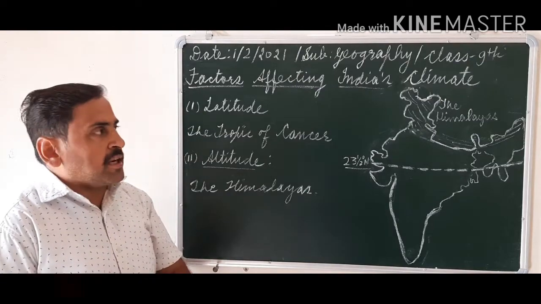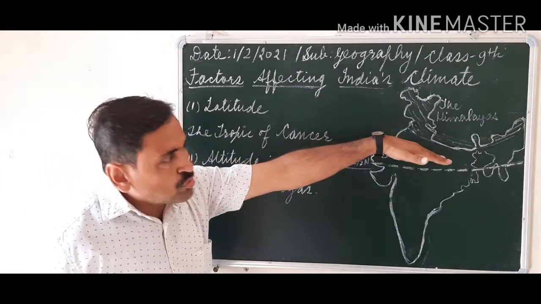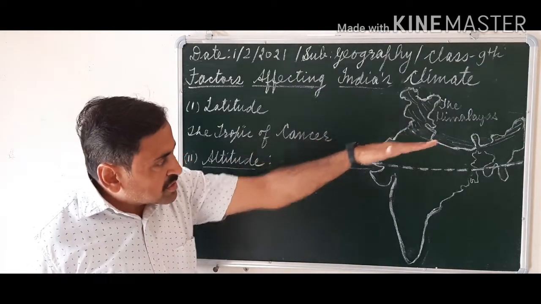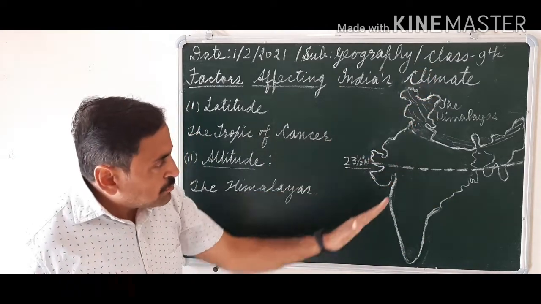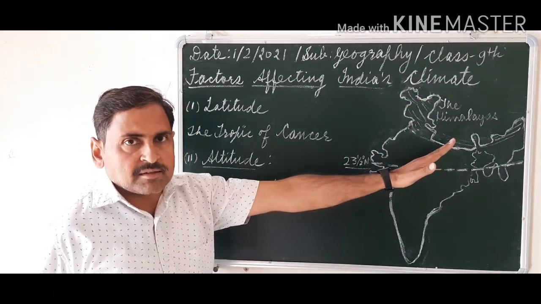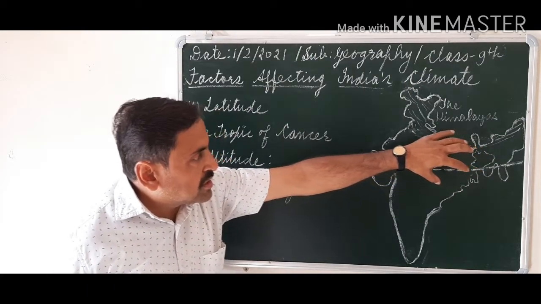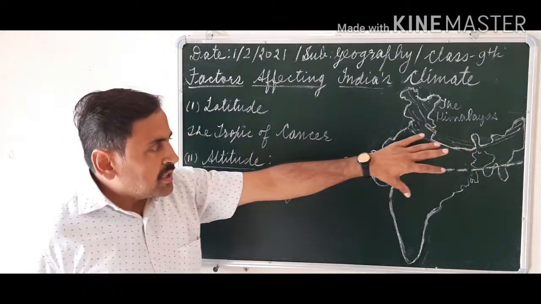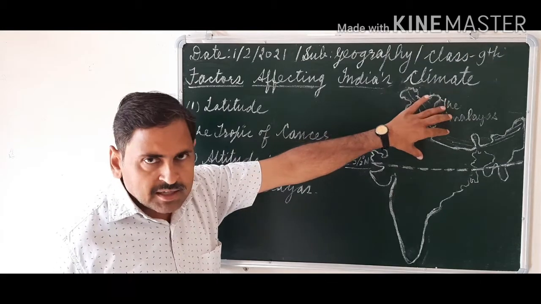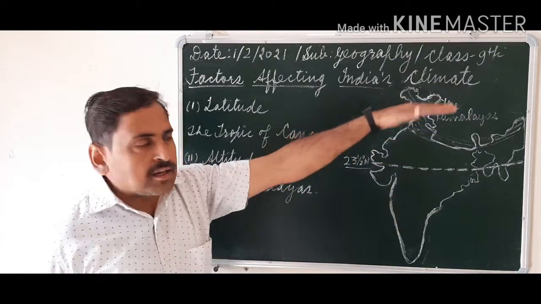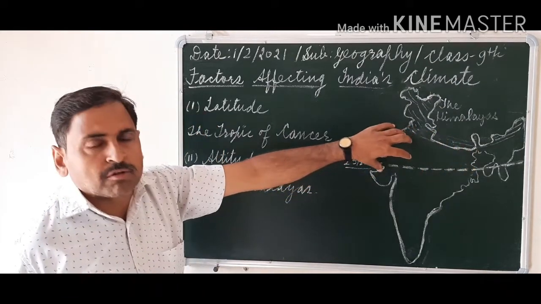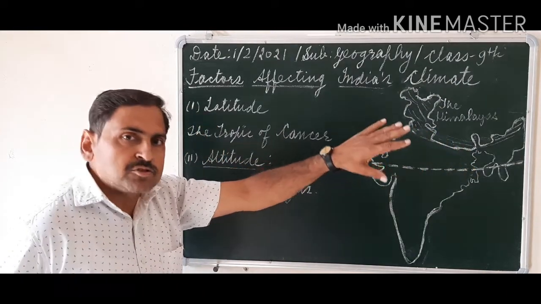At the same time, they also work as a barrier for the southwest monsoon winds which blow in this direction, and they cause rainfall in the whole area. If there had not been the Himalayas, the monsoon winds would have gone up to China and the whole northern part of India would have remained dry.